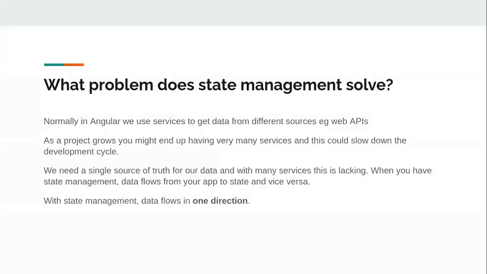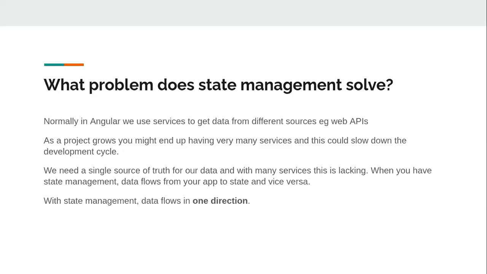Yeah, so the first thing that we're going to look at is what problem we have that state management comes in to solve. Normally, let's say you're getting some data from an API, we use a service in Angular. But as the project grows, you realize you'll have so many services in your project. If you have 100 entities, that means you most likely have 100 services, because every entity has a service or something of that sort in terms of design.